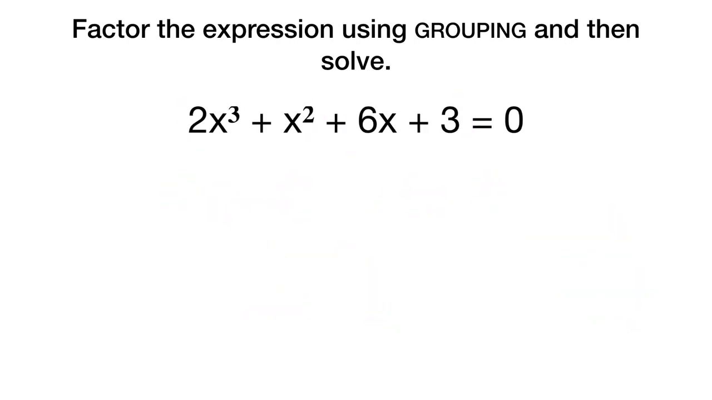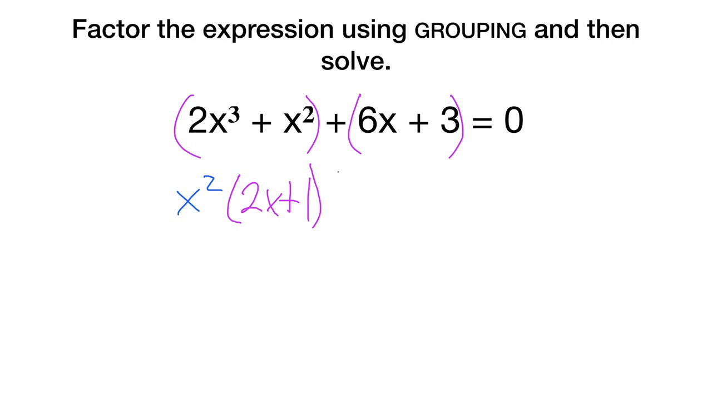Okay, let's try this one right here, grouping the first two and the second two. So 2x cubed plus 2x squared plus 6x plus 3 equals 0. Our greatest common factor between 2x cubed and 2x squared is x squared. So that becomes x squared times (2x plus 1).